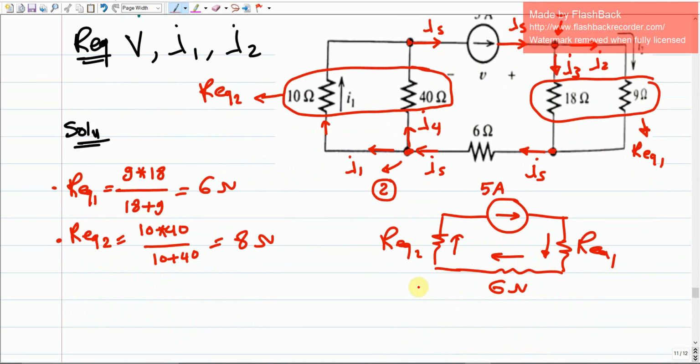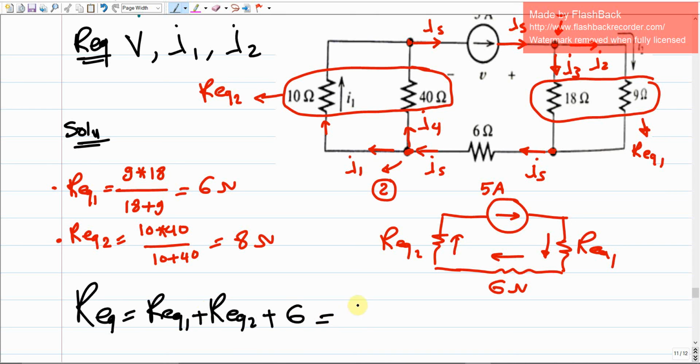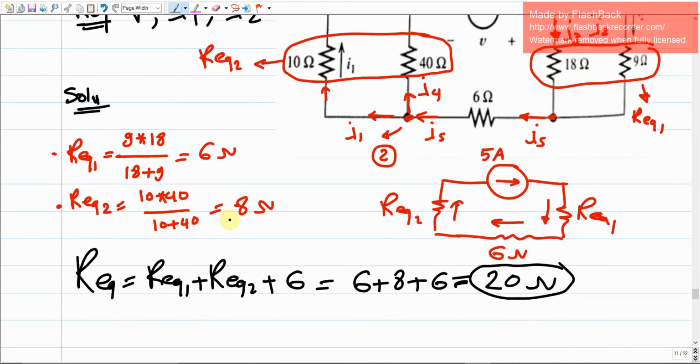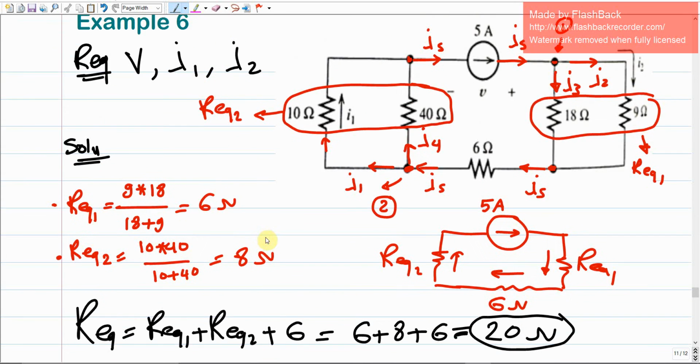So we're going to end up with the overall resistance R equivalent as the sum of R equivalent 1 plus R equivalent 2 plus the 6 ohms. We got this one as 6 plus 8 plus 6. So if we sum all of these together, this is going to give us 20 ohms, and that is the overall resistance. That was step 2. Step 3 is just to find one of the unknowns.